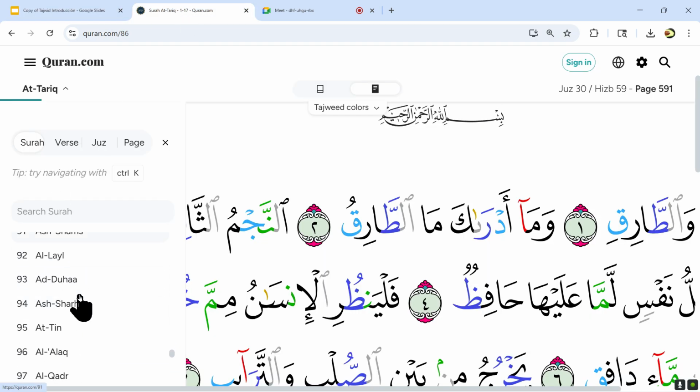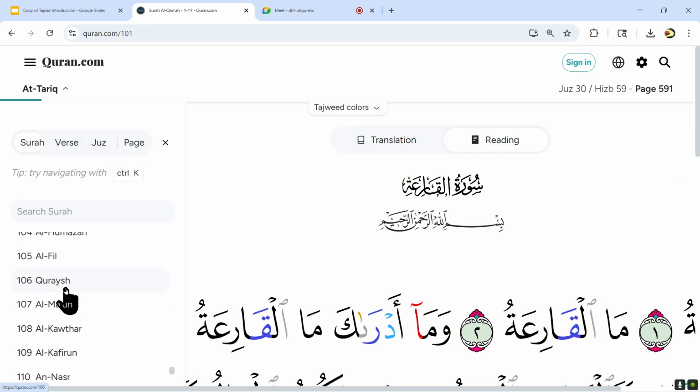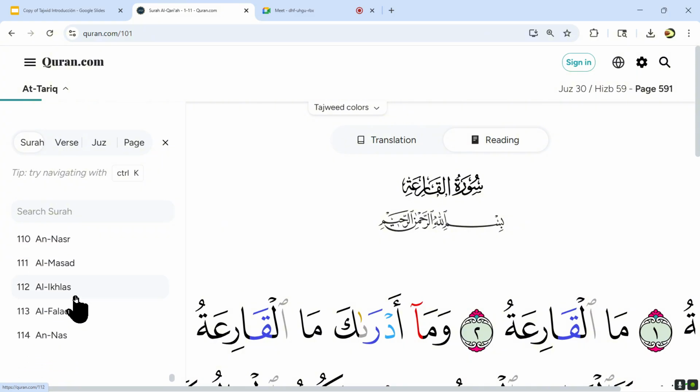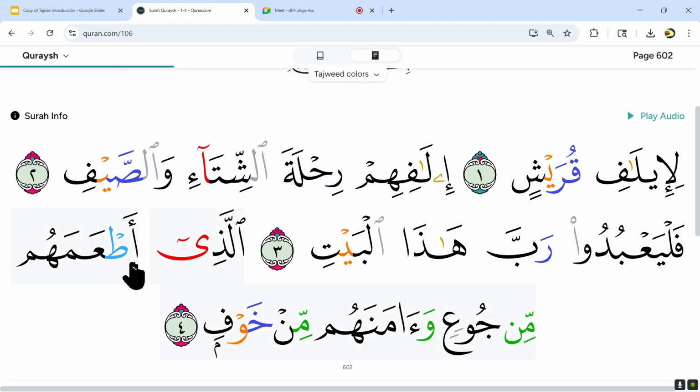For the letter ta, it's gonna be similar to the qaf. It's gonna sound like a short little ta, and we find this in Surah Quraysh, right here. Atamahum. If you wouldn't pronounce it, it'll sound like this: at'amahum, because that ta makes a heavy stop. But in order to fill in that gap, you're gonna say at'amahum, right?